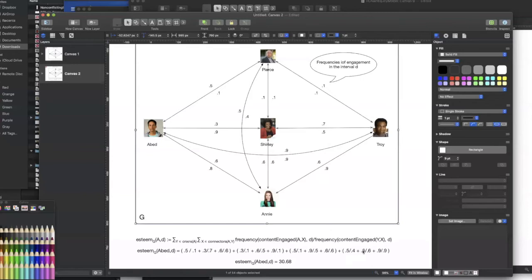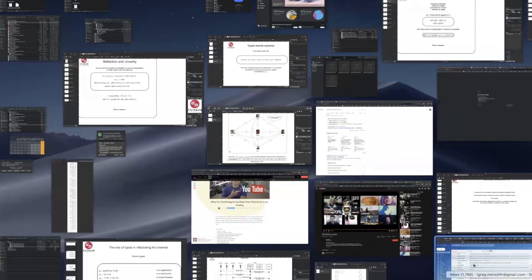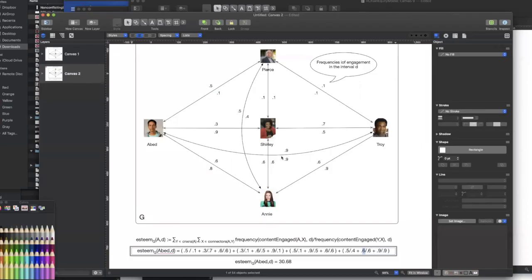I think I might have gotten this one wrong. Let's take a look. How often does Shirley listen to Abed versus Shirley listen to Annie? So I think this one should be a 0.3 over 0.6. Yeah, I think that's a typo. 0.3. Why did that happen? Escape. So we want that one. So that should be 3. Okay, yeah, I think that's correct.